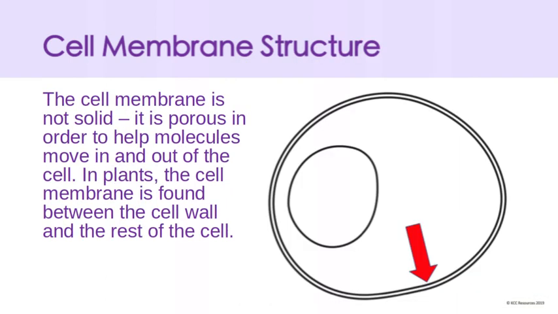All right, so a little bit more about its structure. It's not solid. The cell membrane is actually porous, meaning it's got tiny, tiny holes in it that allows molecules to move in and out of the cell. In plants, the cell membrane is found between the cell wall and the rest of the cell. So in an animal cell, it's the cell membrane and then all the stuff inside. In a plant cell, we have the cell wall first on the outside, then the cell membrane, and then all the organelles and other stuff inside the cell.